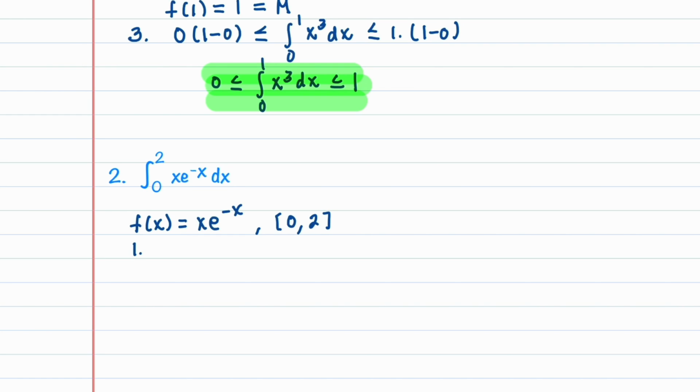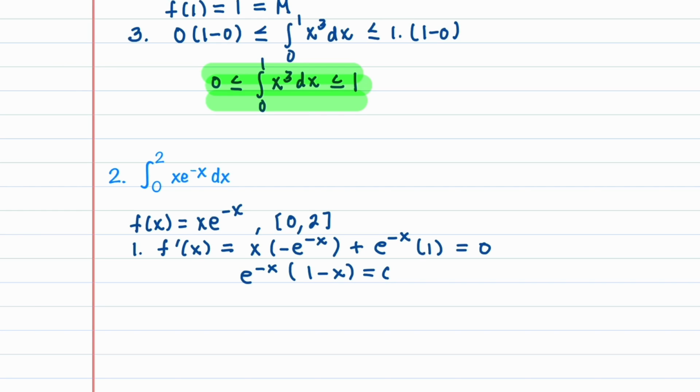Our first step is to find the critical values, so we're going to take our derivative. f prime of x is equal to, we're going to need to use the product rule, so we have our first function x times the derivative of our second, which is minus e to the minus x, plus our second function e to the minus x times the derivative of x, which is 1. We set this equal to 0. Notice that we have an e to the minus x common to both terms. So we'll pull that out, and then we have 1 minus x is equal to 0.